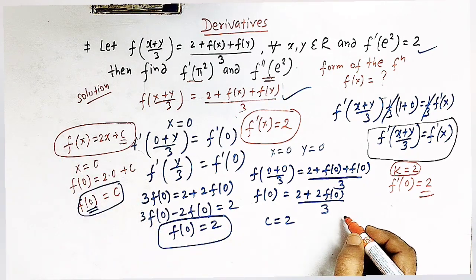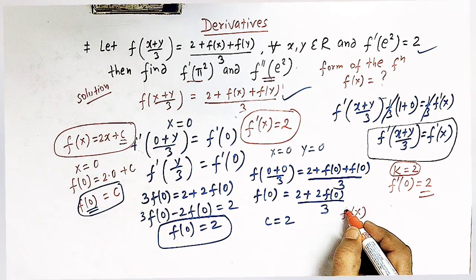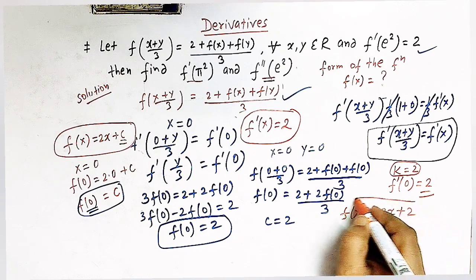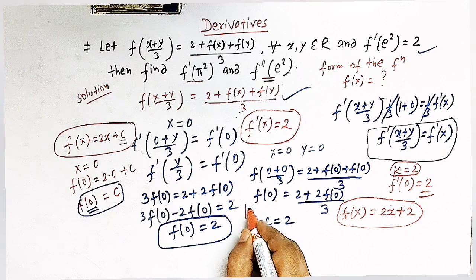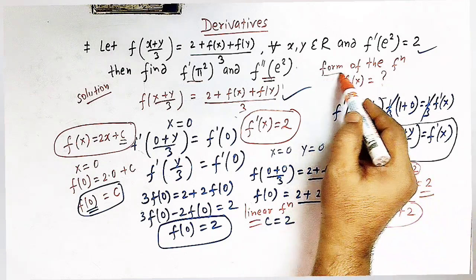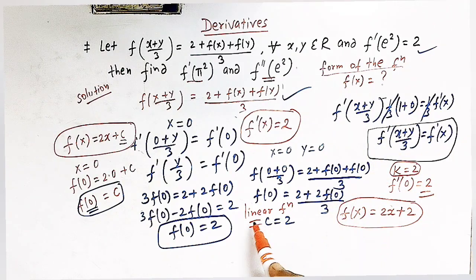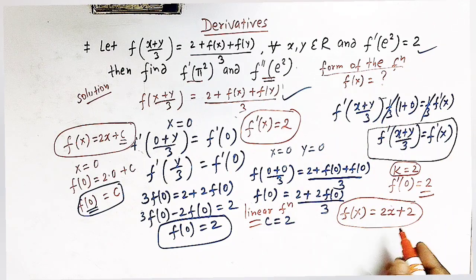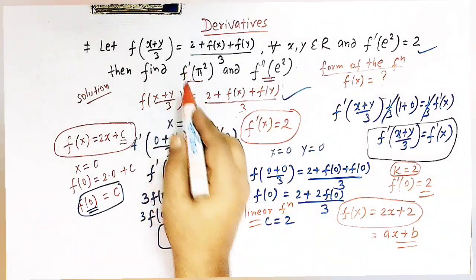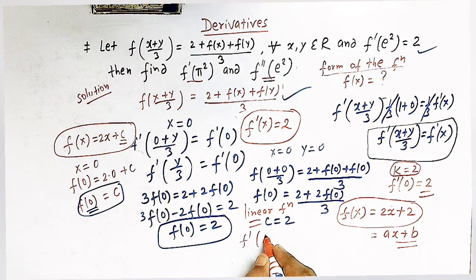So now our function f of x is equal to 2x plus 2, and this function is a linear function, right? So we have obtained the form of the function, and the form of the function is a linear function which is of the type ax plus b, right? Okay, so now we have to find f prime of pi square and f double prime of e square.